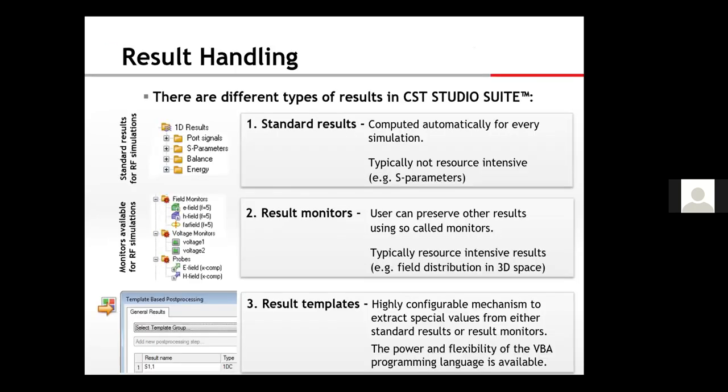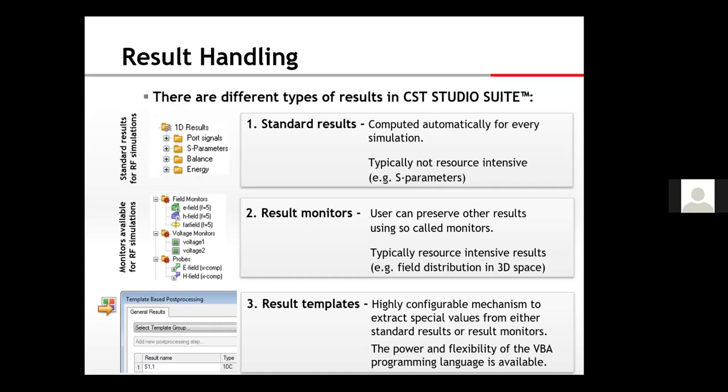Now we have come to result handling. As you know, the 1D result is there, which is the standard result, and this will be calculated. You cannot modify it. If you think, okay, I want a balance type, not an energy type, you can't do it. The 1D result will always be there, but these are typically not resource intensive. Then the second one is the result monitor. Yes, you can change this result monitor by going to the simulation setting, and then you can have either a probe, a voltage monitor, a current monitor, or a field monitor.